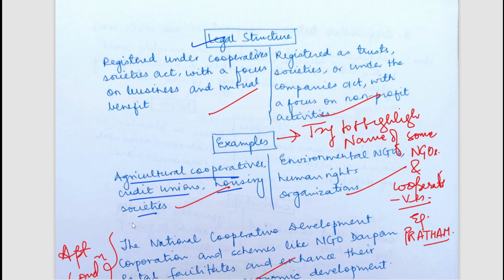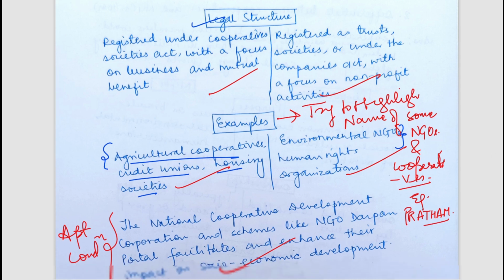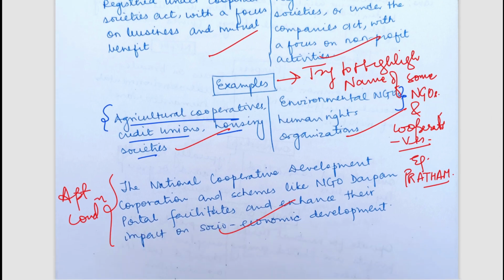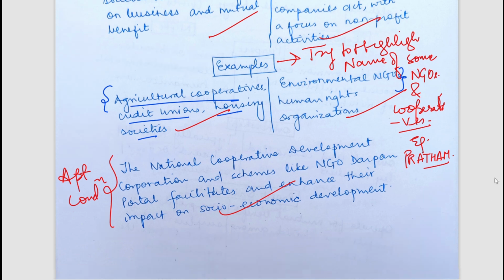It is fair, but try to write the names. Try to write the name of agricultural cooperatives. Try to write the name of certain NGOs, so that will be helpful. Okay, and again appropriately concluded. So, a well written answer. Now we will move to the next question.